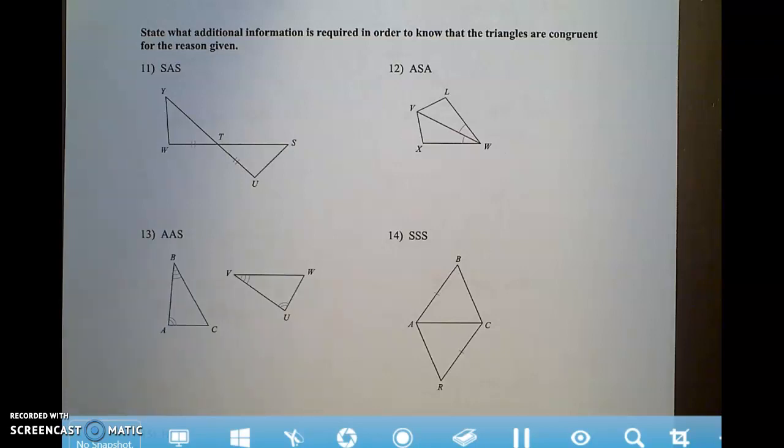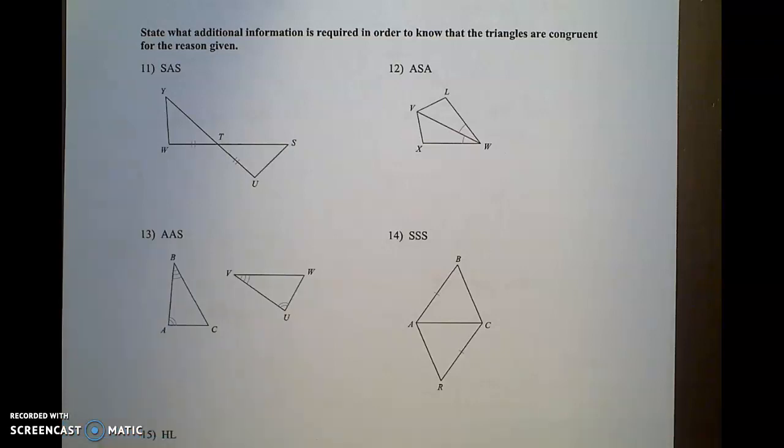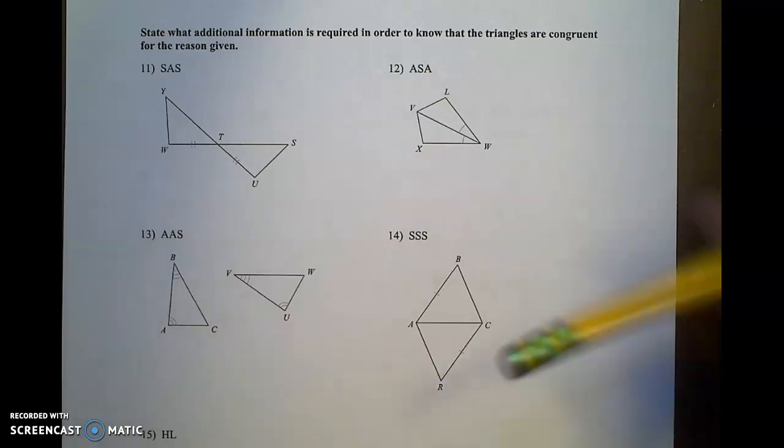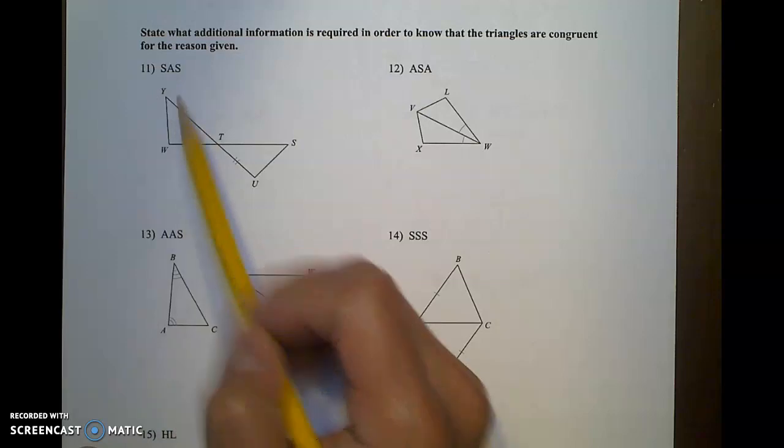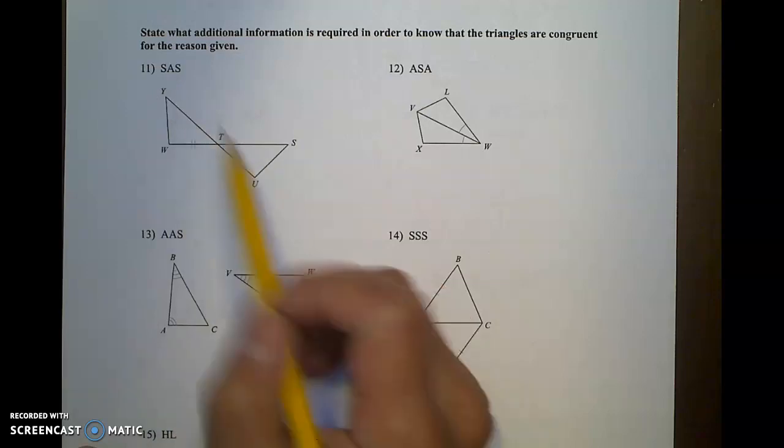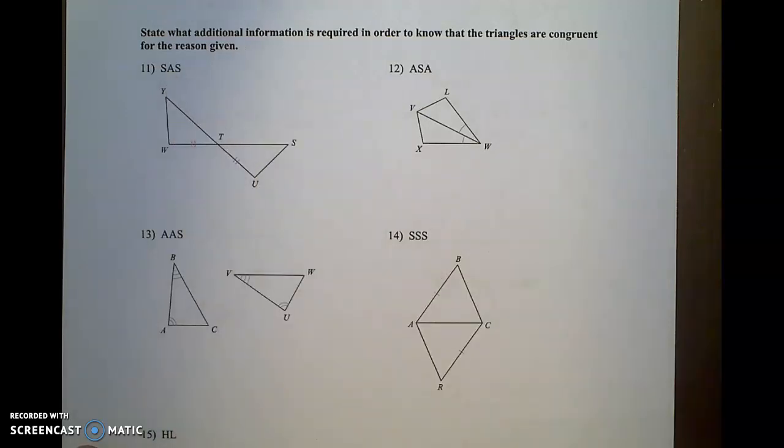Okay, so we're going to finish off the lesson by going over these last few examples from the notes. It says, state what additional information is required in order to know that the triangles are congruent for the given reason. Okay, so here we want to be able to prove these two triangles congruent by side, angle, side.